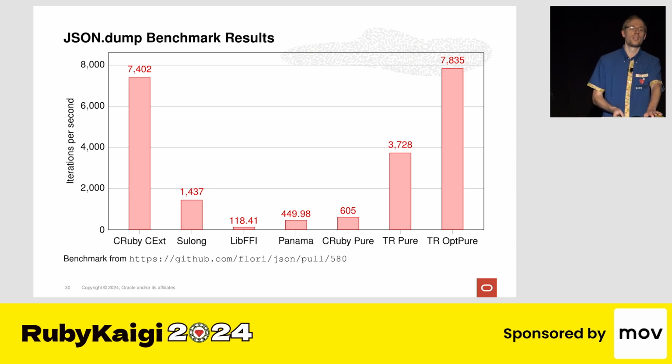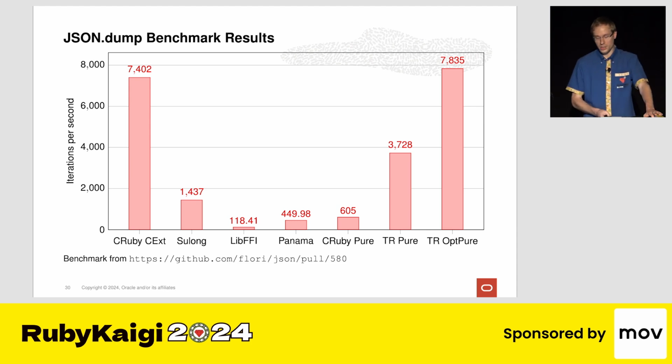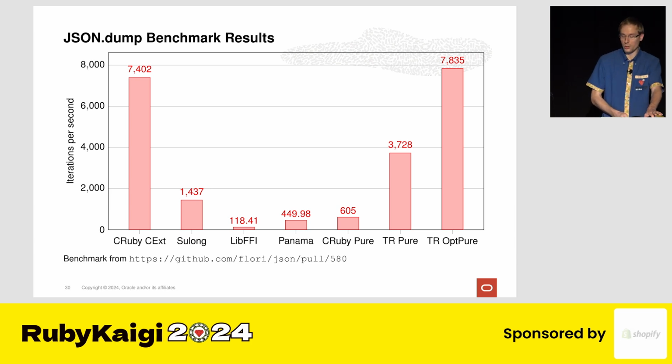But there's something else. The JSON gem also has a pure Ruby implementation. And on CRuby, that's not great, right? It's only 600 iterations per second. But with TruffleRuby, it's 3,700 iterations per second. So that's already half the speed of the C extension. And then if we optimize this pure Ruby implementation of JSON, we can get to 7,800.